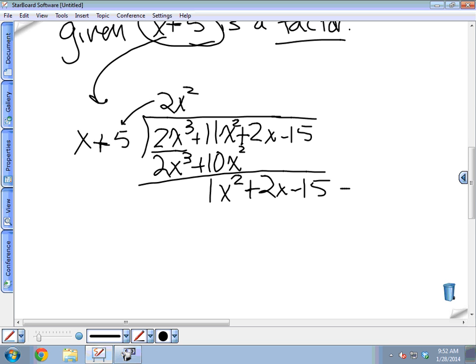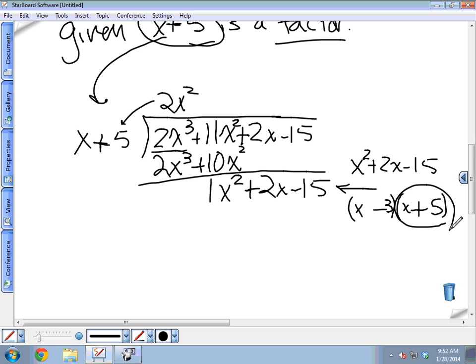Well, let's just think about this a minute. What is this but x squared plus 2x minus 15? Doesn't that factor into what? x, 5, 3, right? Yeah. 5 and 3, and I get a plus here and a minus here. x plus 5 goes into there x minus 3 times, right?